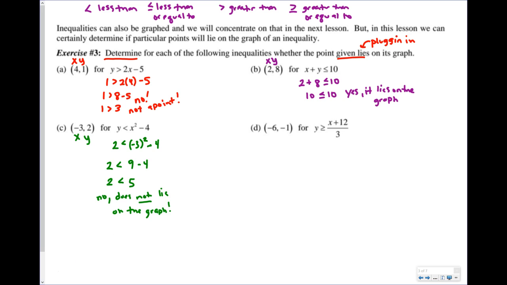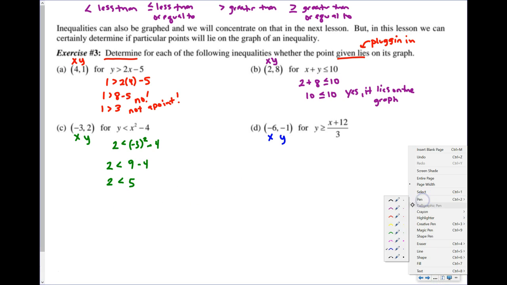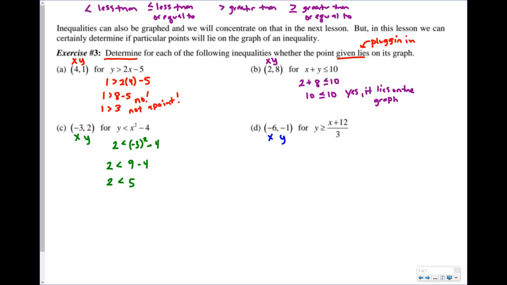Okay. And finally, letter D. Negative 6 is my x and negative 1 is my y. Oh, I made a mistake back here, actually. 2 is less than 5. See how easy it is to make a mistake? The number 2 is less than 5. I'm going to write it out. Is 2 less than 5? Yes. So this does lie on the graph. Sorry about that.